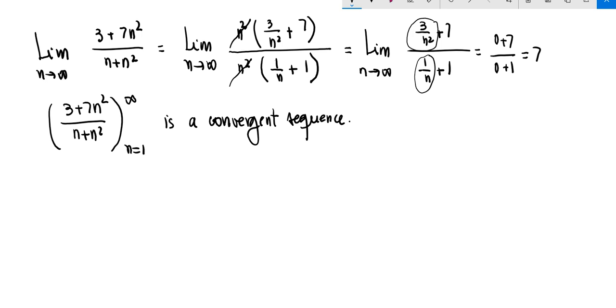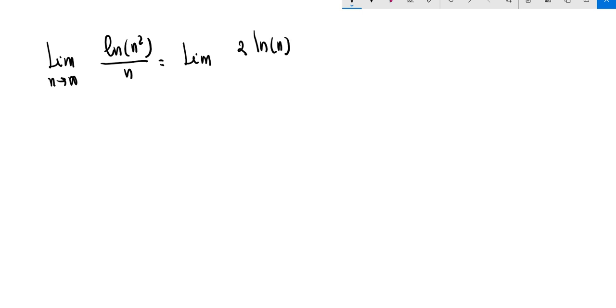Okay, all right, so let's consider another example. Let's consider the limit as n is approaching infinity of the natural log of n² over n. First, perhaps it makes sense to simplify the natural log of n² and to write it as 2 times the natural log of n over n, as n is approaching infinity.